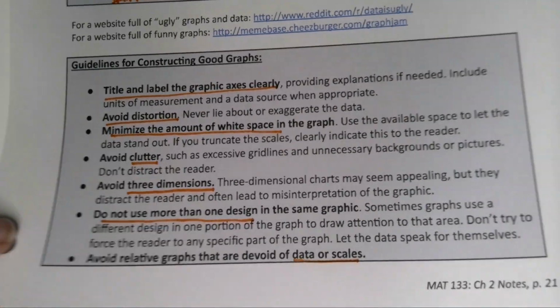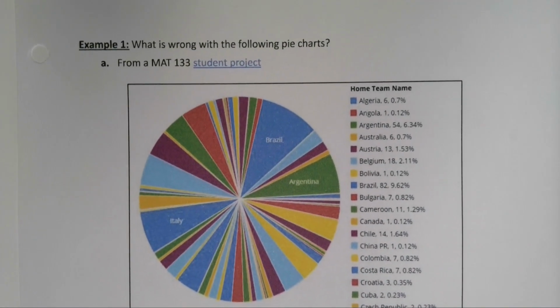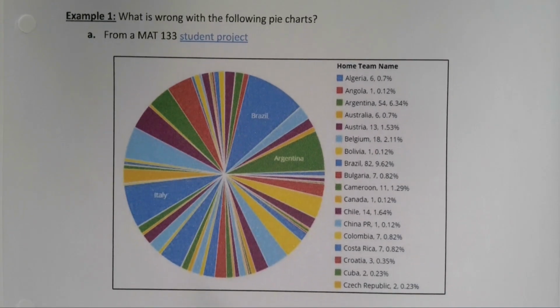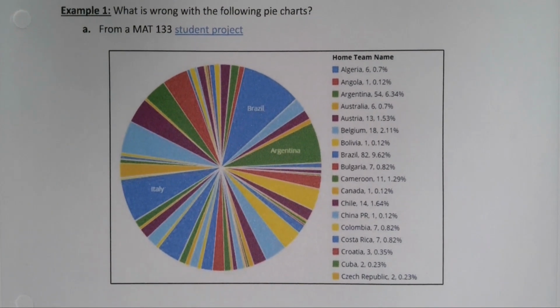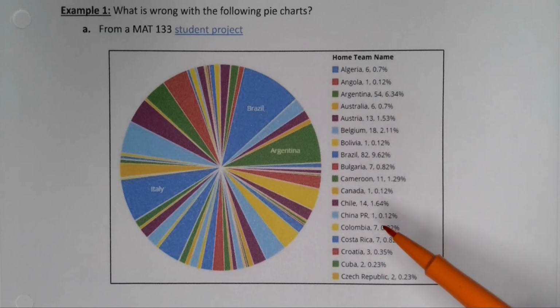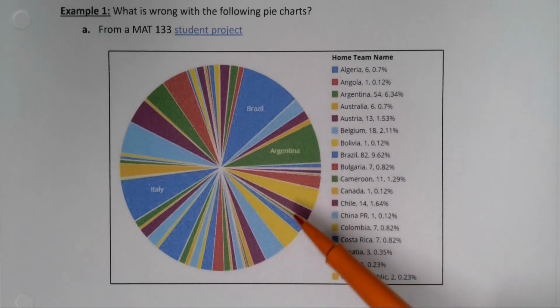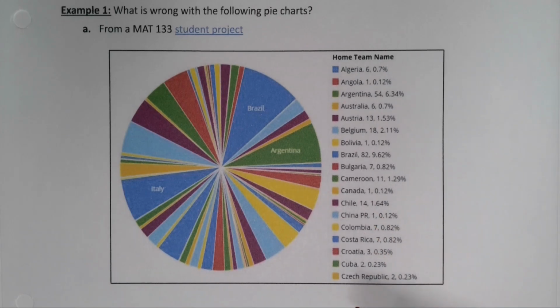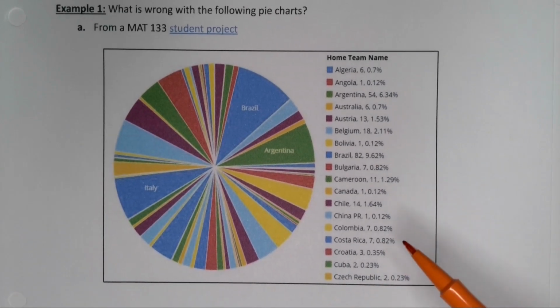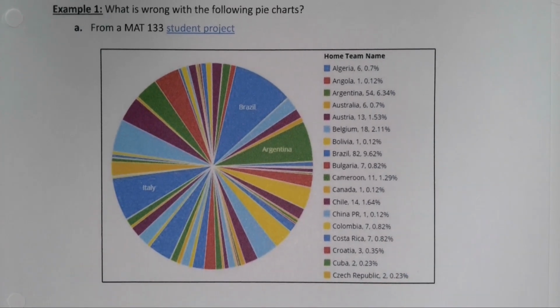These are kind of fun. I found these from different websites. This one was actually submitted by a student. This is a terrible pie chart. The problem here is that it is cluttered. There are way too many sectors of pie, so many that they wouldn't fit in. This is too much clutter. You should never have a pie chart with this many sections.